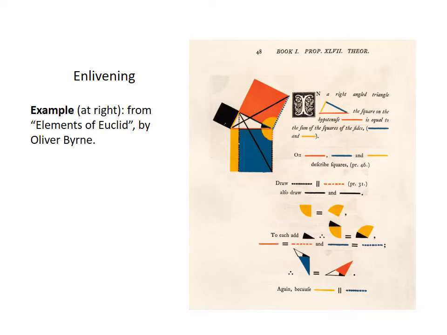Enlivening. This is also a really famous example. This is a version of the Elements of Euclid, the geometry textbook from Oliver Byrne. And the use of color here is really simple, but pretty, beautiful at the same time. So this is a really good example of the use of color. They're not overusing color, they're using it to make things clearer.